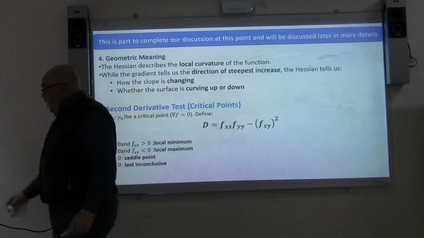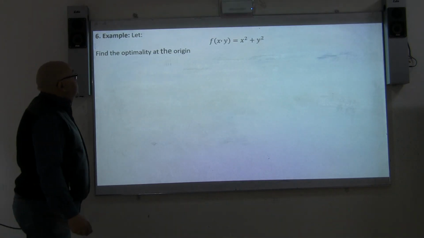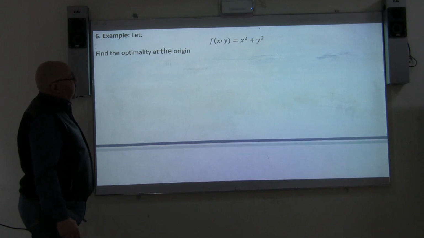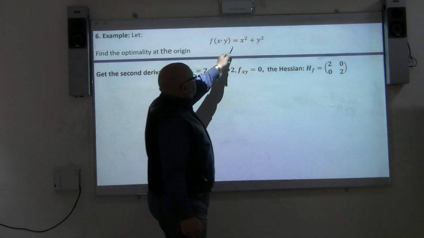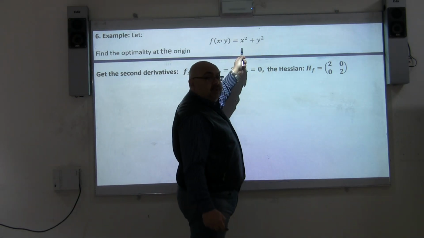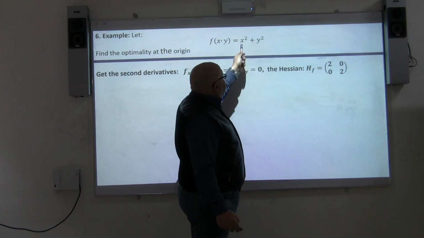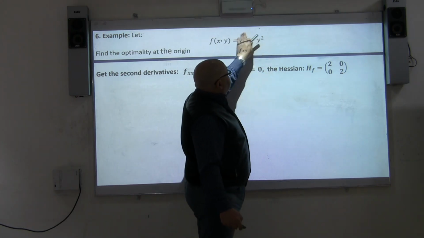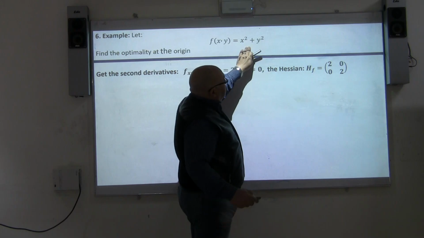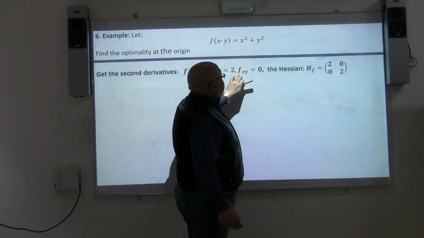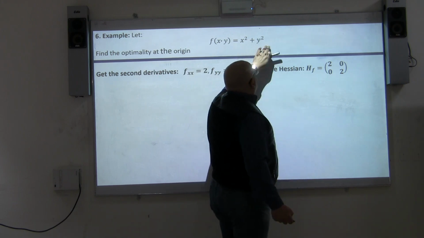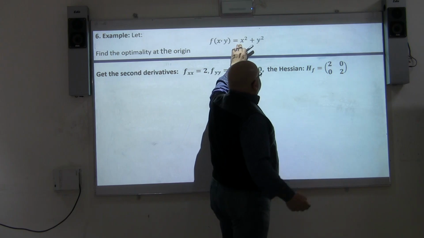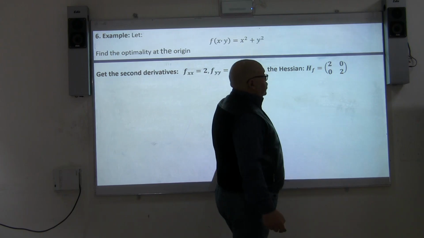In order to conclude this part, let's discuss the optimality at the origin of f of xy equals x squared plus y squared. For f double x, I will differentiate this function 2 times with respect to x. The first is going to be 2x, the second derivative is going to be 2. Differentiating with respect to y 2 times, it's going to be 2y, then 2. For f of xy, I differentiate with respect to x, then with respect to y. With respect to x it's 2x, with respect to y it's 0. This is why f of xy is equal to 0.